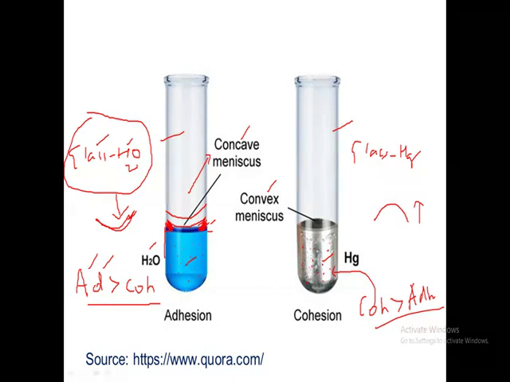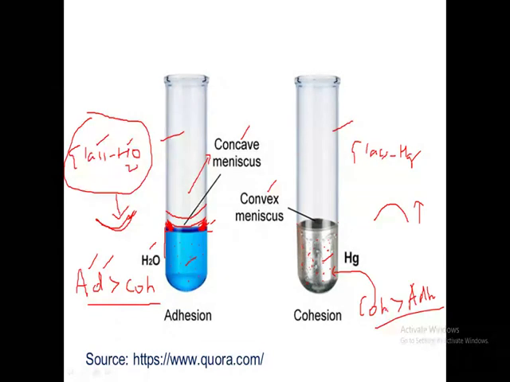So it is found that between the mercury molecules there is a force of attraction, between molecules of the same type. This cohesive force is found to be always greater than the adhesive force. Where is the adhesive force? Between the mercury and the boundary of the glass. So due to this large cohesive force of mercury, what happens?